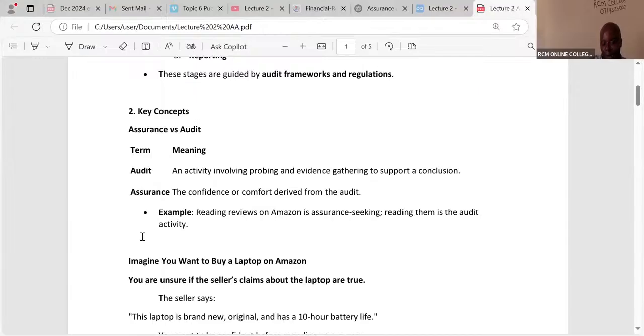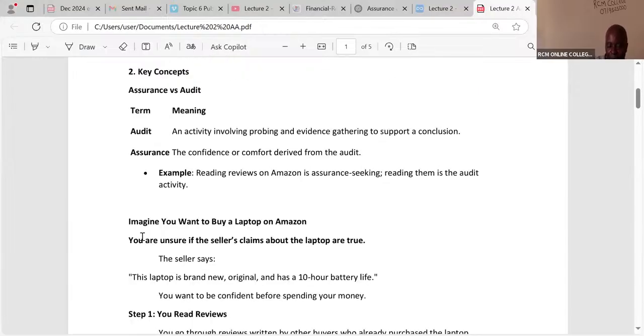Now, a very good example: reading reviews on Amazon is assurance seeking. When I'm reading them, I'm assurance seeking. In this case, reading each one of them deeply is the audit activity.